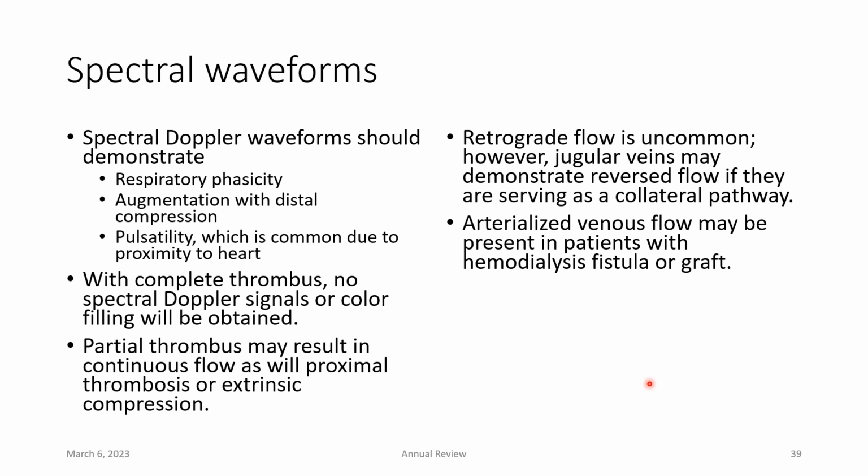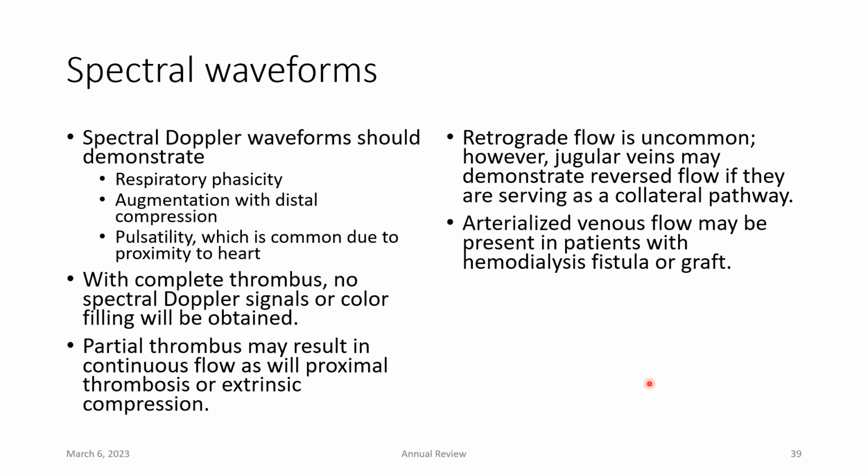When we have a complete thrombus, there's no spectral signal at all and no color flow. Partial thrombus can result in continuous flow, as will proximal thrombosis or extrinsic compression. So you'll lose some of that phasicity if you have a partial thrombus. It'll be moving through, but it's not as reactive to the breathing.